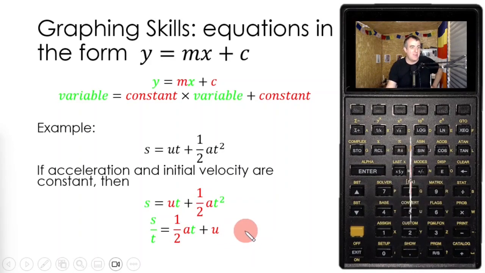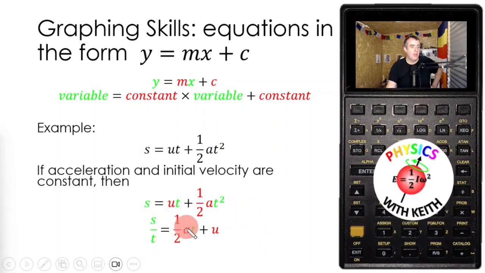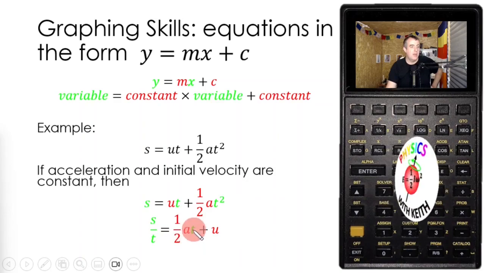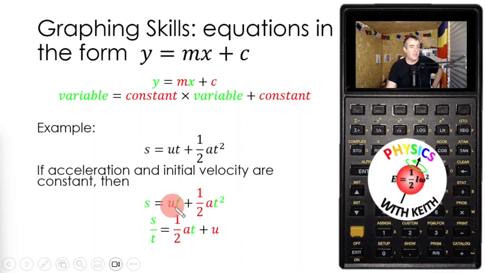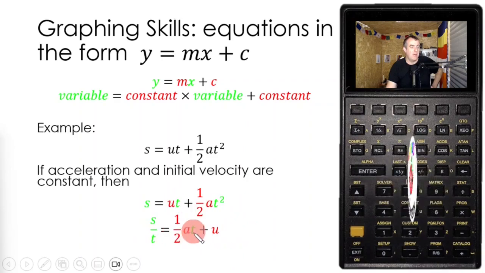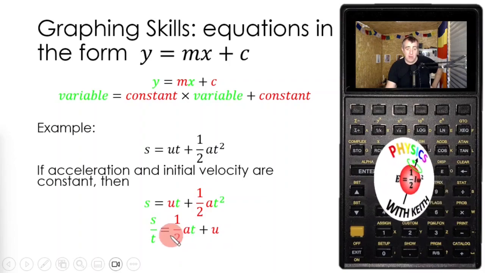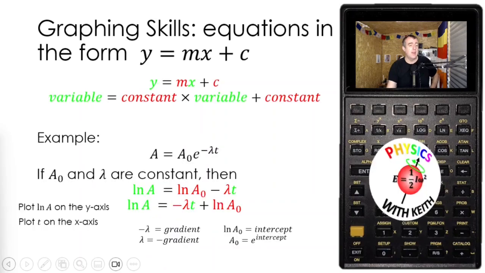If I divide through by t, I end up with variable equals constant times variable plus constant. So you can see I swapped these terms around as well, just to get in the form y equals mx plus c. It's complicated, but it's a skill that you will need to acquire.